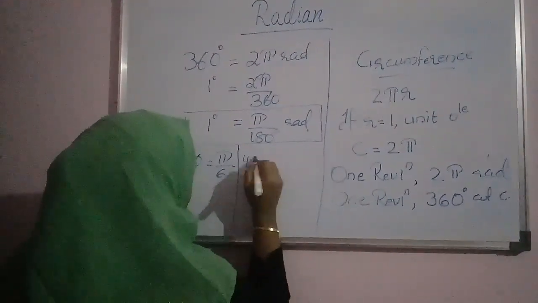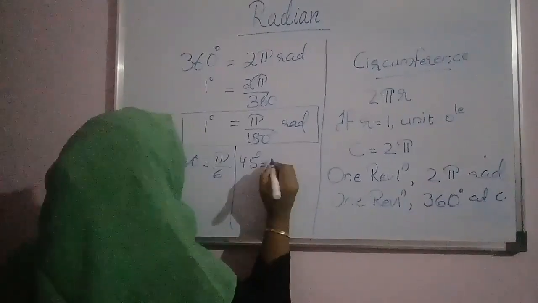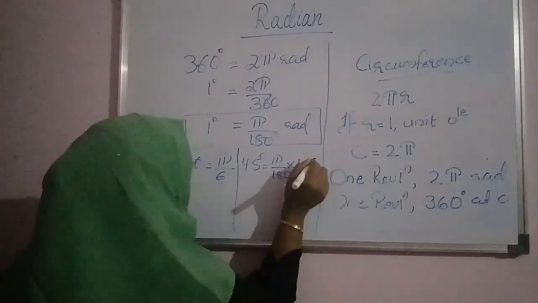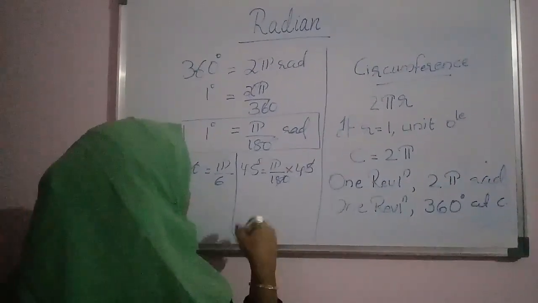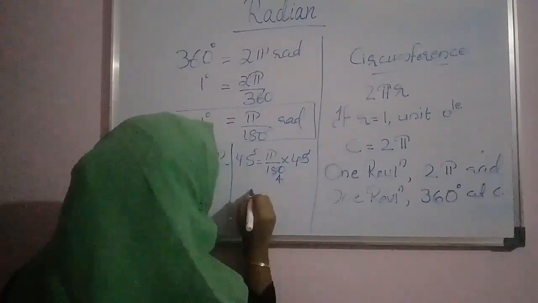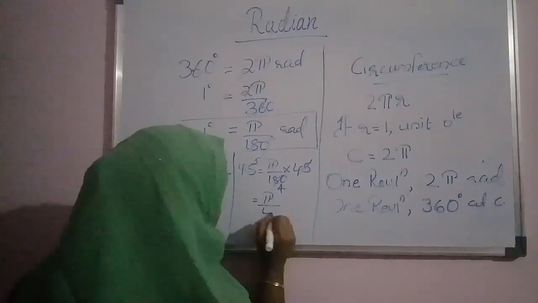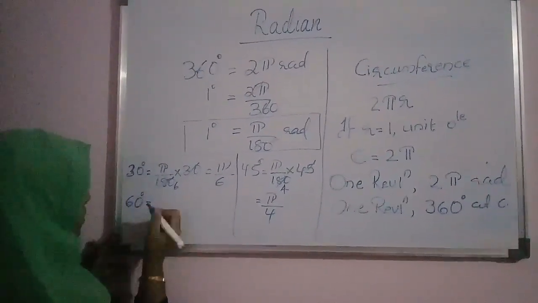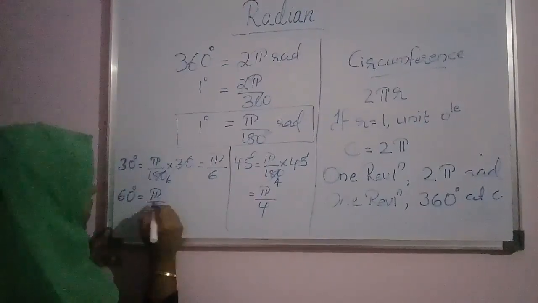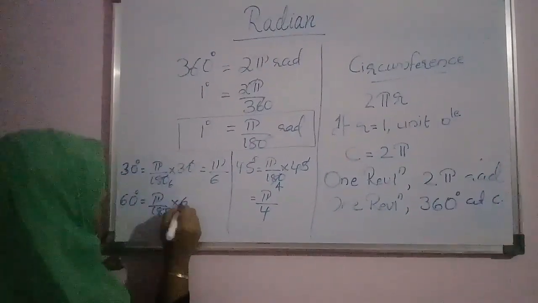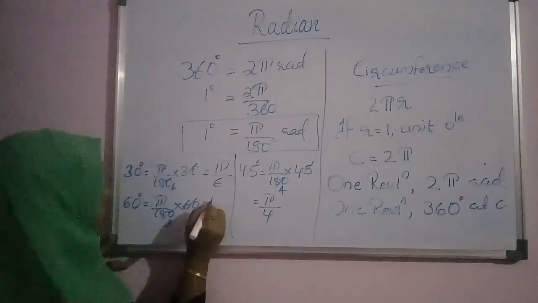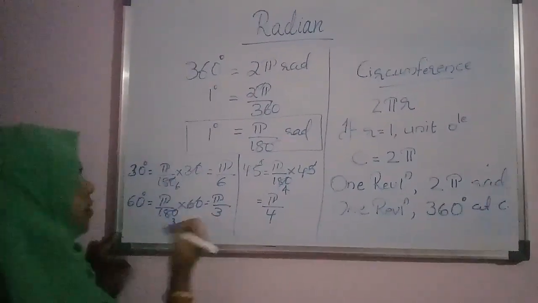Now 45 degree. 45 degree is equal to pi by 180 into 45. This 180 and 45 get cancelled, and here we get 4. That is equal to pi by 4. Now what is 60 degree? 60 degree is equal to pi by 180 into 60. The 60 and 180 get cancelled. Here we get 3, then pi by 3 radian.